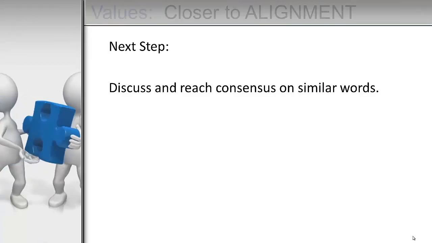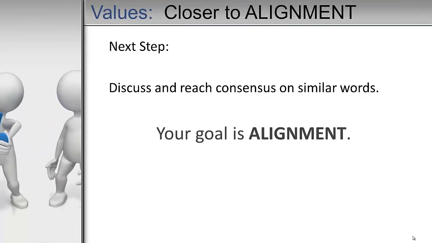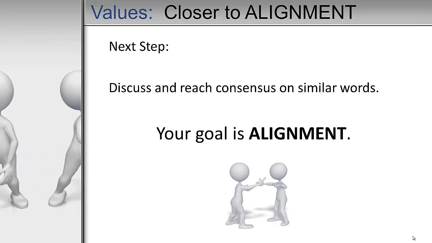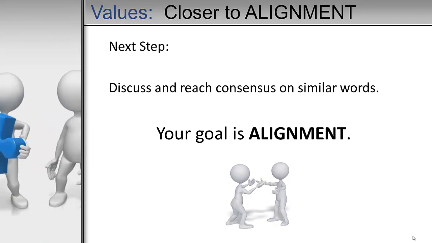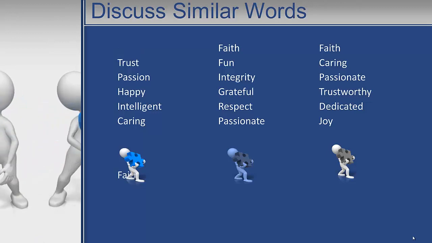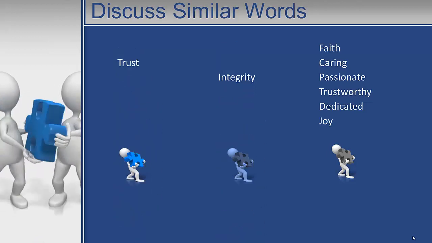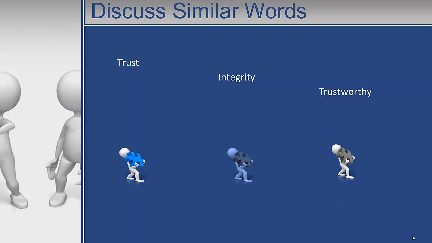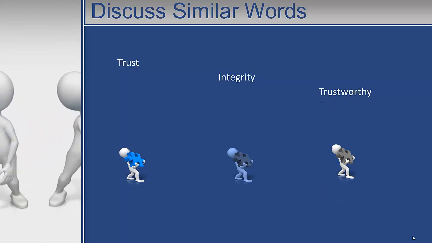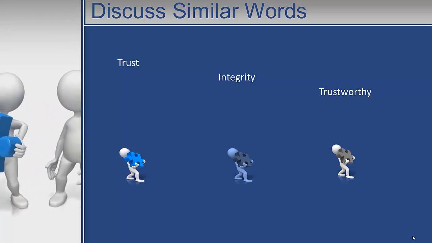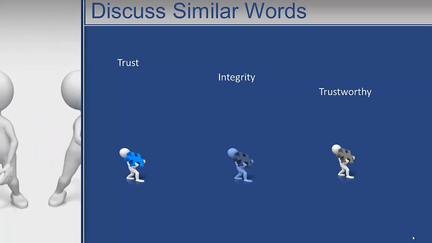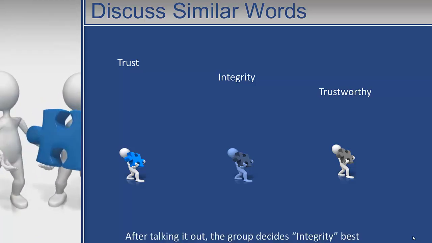So now let's discuss and reach a consensus on words that are similar, and remember, the goal is key word alignment. Back to our master list. Now for this example, I'm going to drop out the words. We're going to come back to them, so they're not going anywhere, but just so you can see this on the computer a little easier, I've identified 3 words that are similar: trust, integrity, and trustworthy.